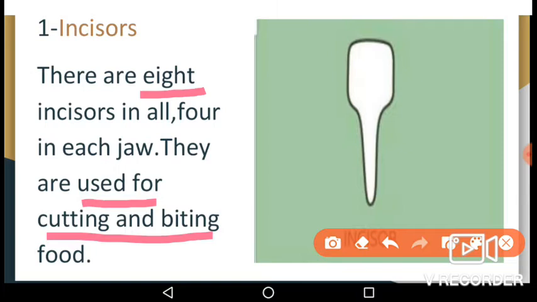Incisors are shaped like small chisels. They have a sharp edge that helps you bite into food. When you sink your teeth into something such as an apple, you use your incisor teeth. Incisors are usually the first set of teeth to erupt.